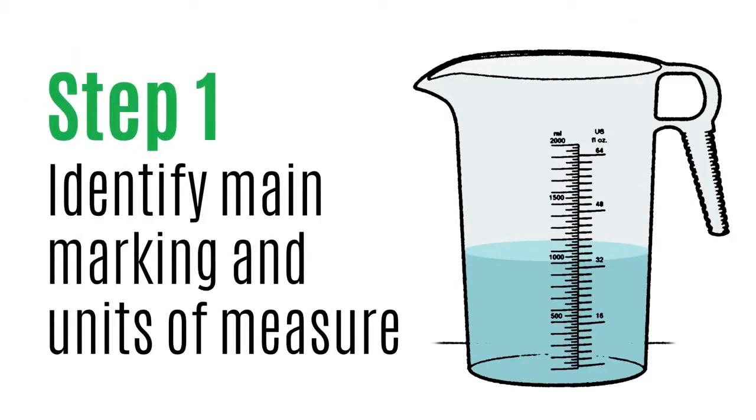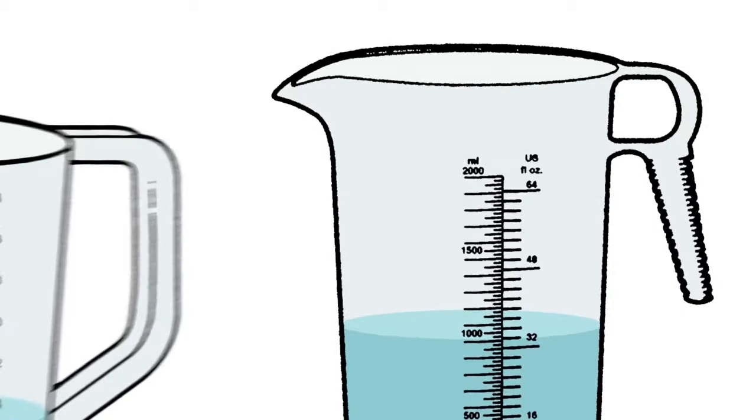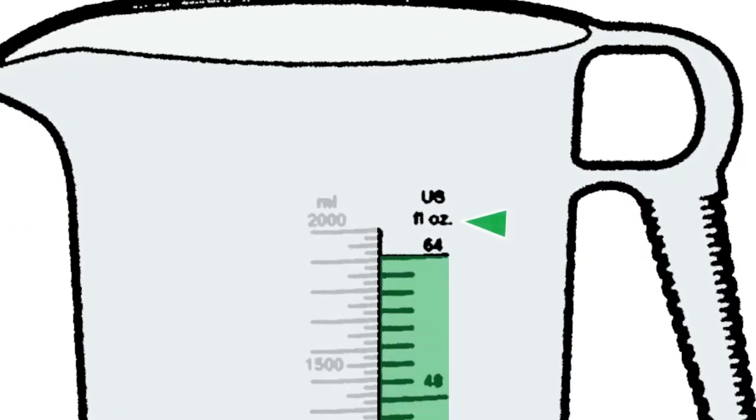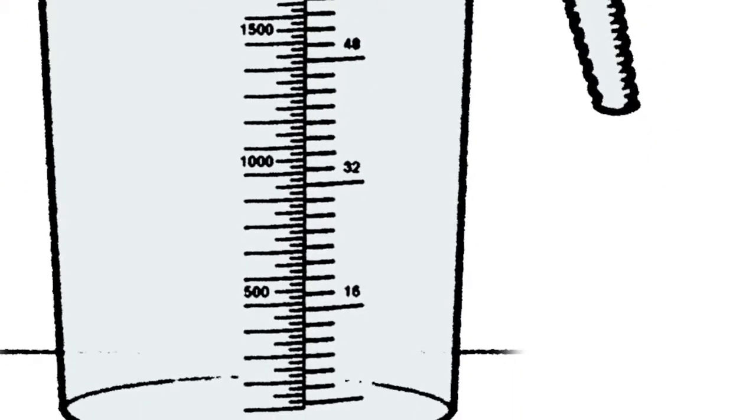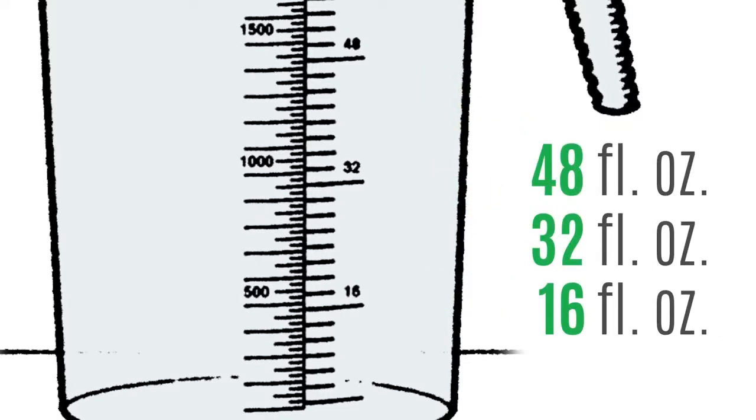First, identify the main numbers marked on the side of the container as well as the units of measurement. There are many types of measuring containers, and most can measure using more than one unit of measurement. In this video, we'll focus on measuring in ounces. On this container, we see the main markings for 16, 32, and 48 ounces.